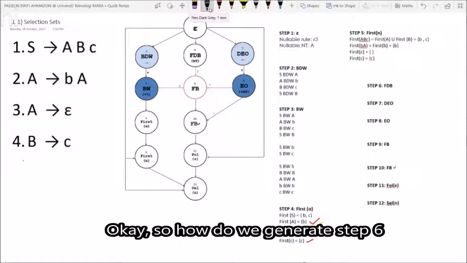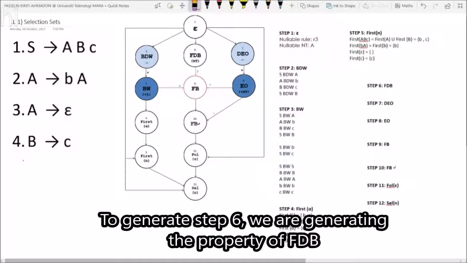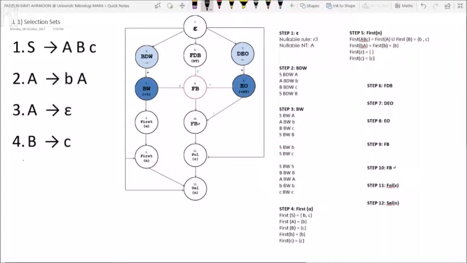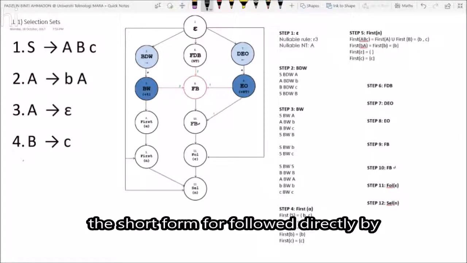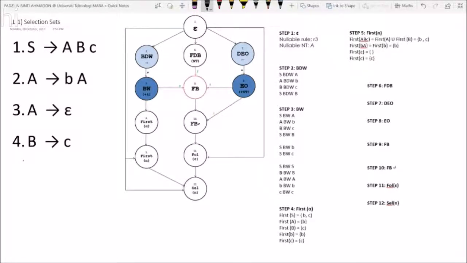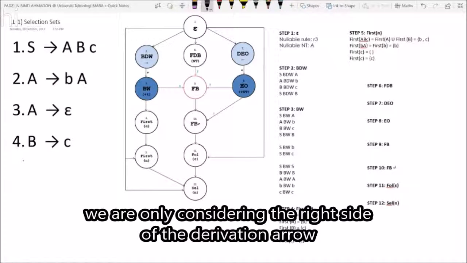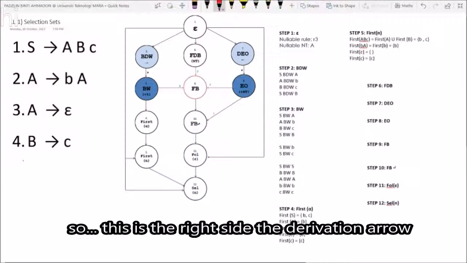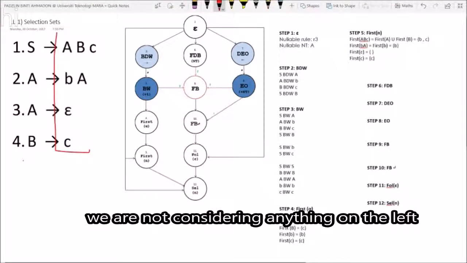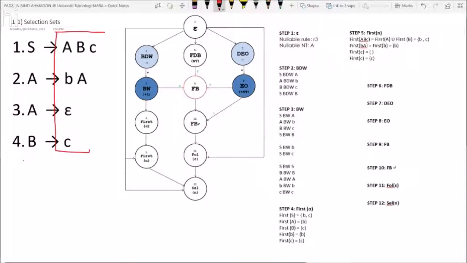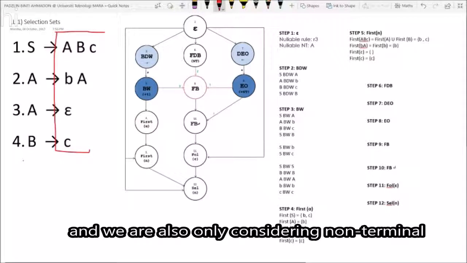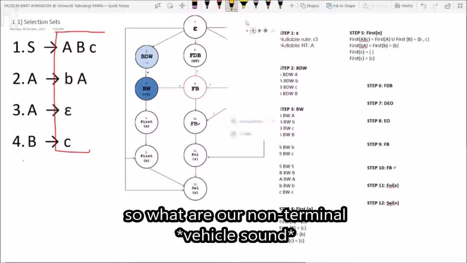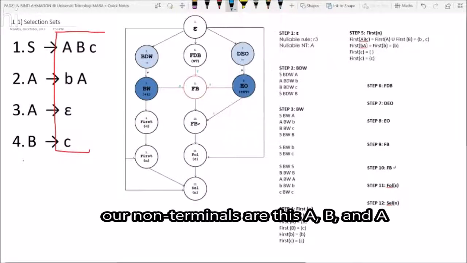Okay, so how do we generate step 6? To generate step 6, we are generating the property of FDP, which is the short form for followed directly by. In order to do that, we are only considering the right side of the derivation arrow. So this is the right side of the derivation arrow. We are not considering anything on the left. And we are also only considering non-terminals. So what are our non-terminals? Our non-terminals are this A, B, and A.